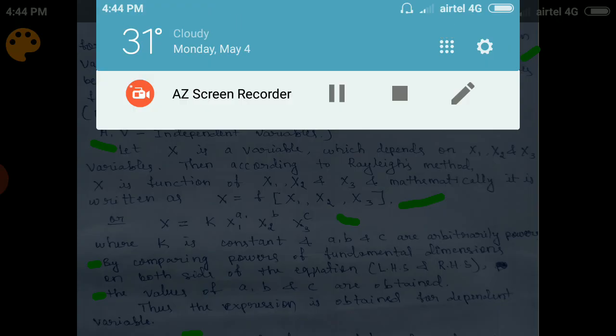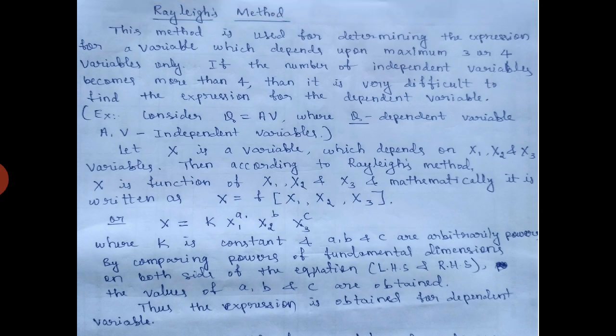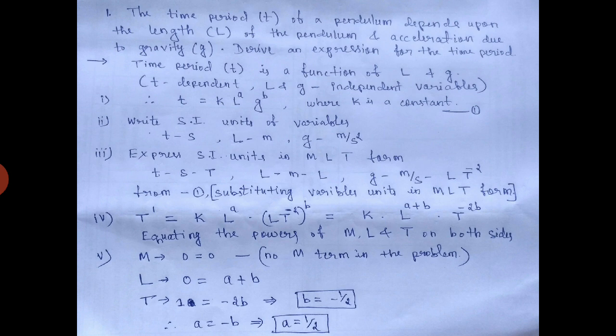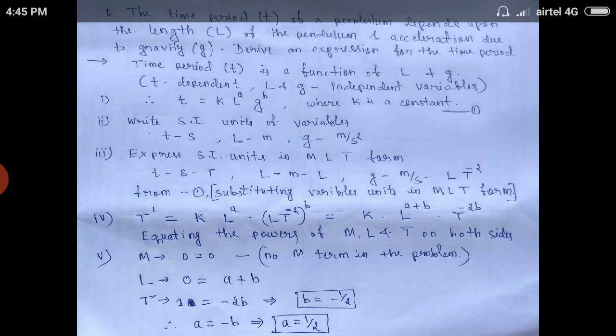This can be understood by considering an example. Let's take an example. The time period T of a pendulum depends upon the length L of the pendulum and acceleration due to gravity g. In this case, derive an expression for the time period.